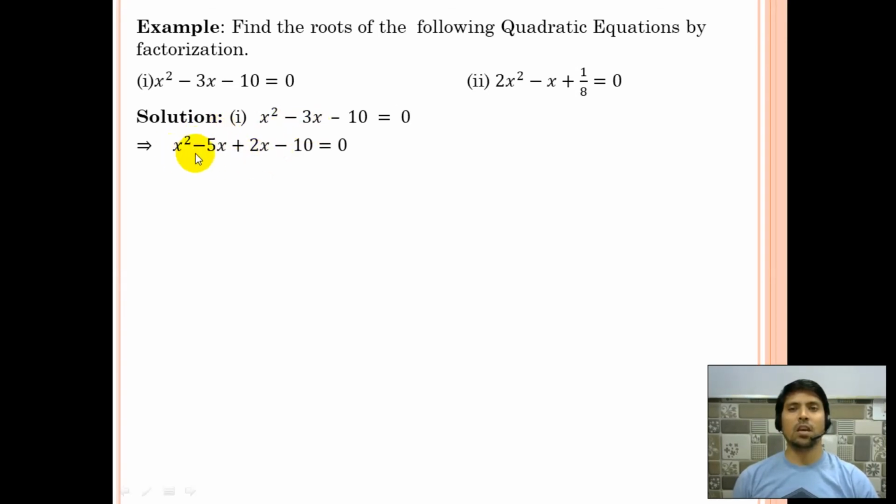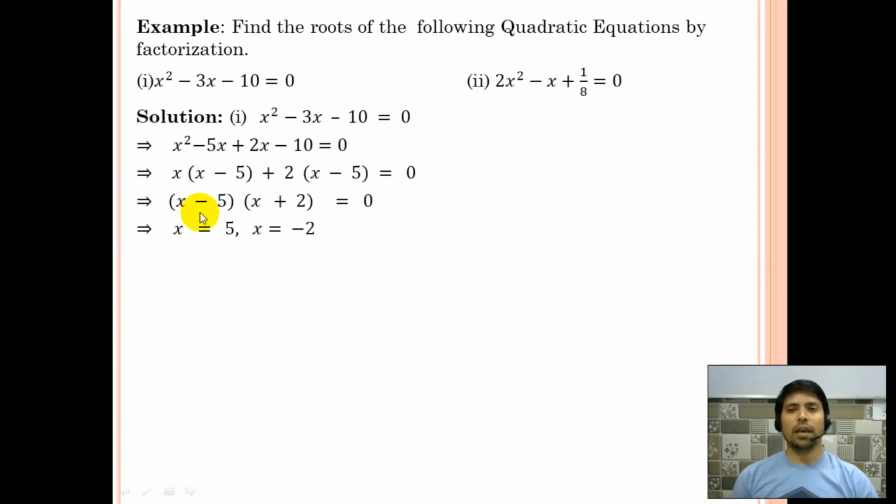Now this is x square minus 5x, this is the one pair, and 2x minus 10 are the other terms. We will take x common in both the terms of the first pair and 2 common from the other two terms. Then this is x minus 5 and here also x minus 5; x minus 5 is common in both, and what is left behind is x plus 2, which we write in the other bracket, and this will be equal to 0. Now on equating both to 0, x minus 5 equals 0 gives x equals 5, and from the other factor we get x equals minus 2.